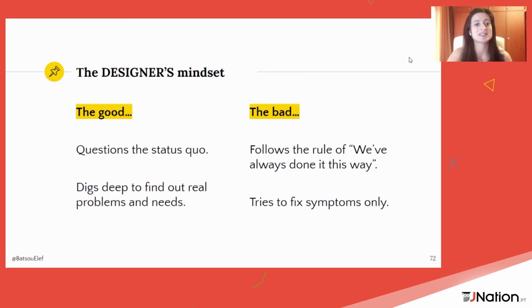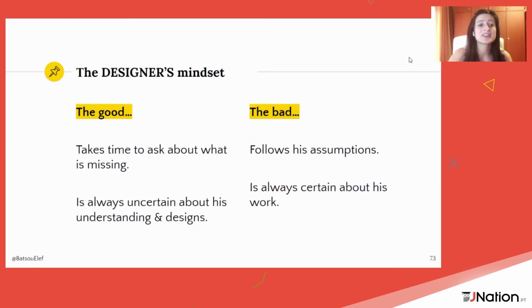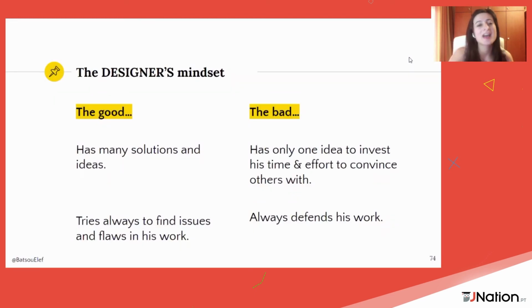The good designer digs deep to find out real problems and needs, and does not only try to fix symptoms. The good designer takes time to ask about what is missing and is always uncertain about his understandings and designs, whereas a bad one follows his assumptions and is always certain about his work, and he always thinks that his work is the perfect one. The good designer has many solutions and ideas and always tries to find issues and flaws in his work, whereas the bad designer has only one idea and invests all of his time persuading everyone that his idea is the best one.